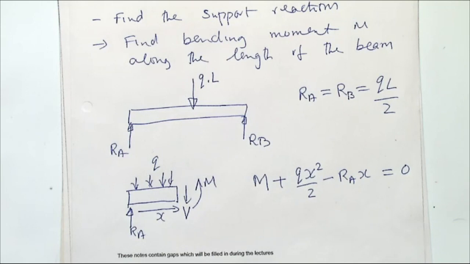Why is M pointing upwards and not downwards? M doesn't point upward. M is acting in an anti-clockwise direction, because that's our positive sign for bending. Positive bending is the one that bends the beam upwards like this. We did that at the start, so this is positive bending, and negative bending is that.